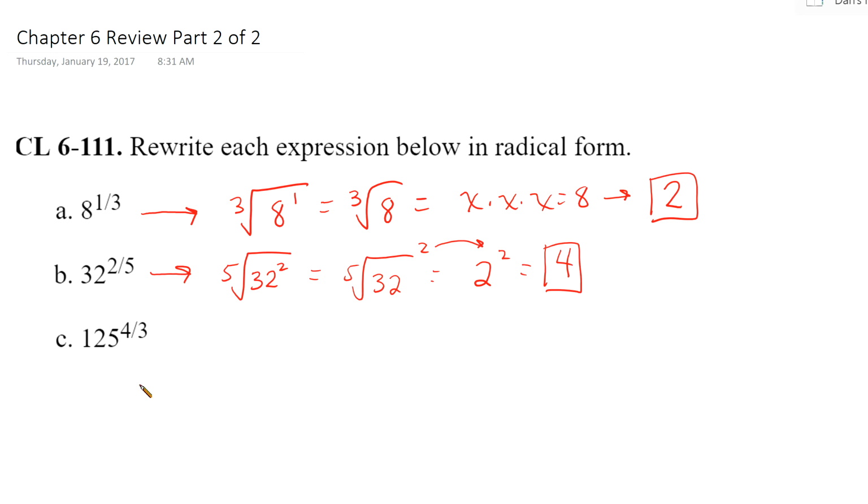And same idea with the 125. That would be the cube root of 125. And again, hopefully you're learning that you could take that 4 and put it underneath or on the outside, like we did here. I put the 4 on the outside. The cube root of 125 is what? What times itself 3 times gives you 125? 5. 5 times 5 times 5 is 125. So the answer here is 5, and then you get raised to the 4th power. Might need a calculator for that. That is 625.